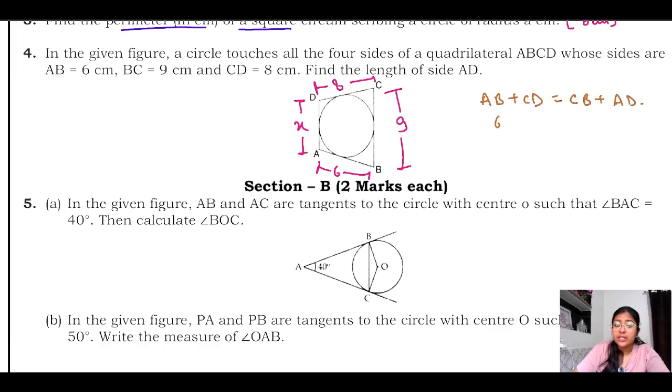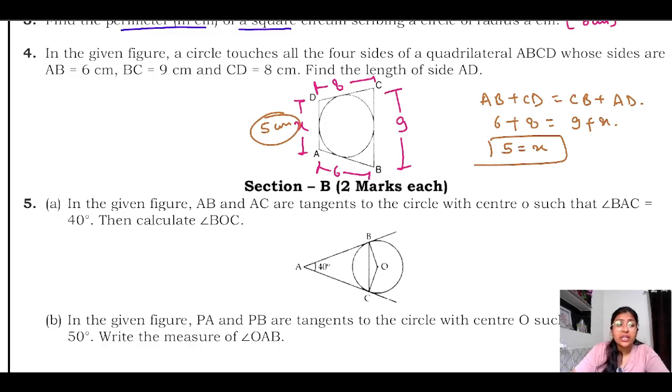What is the length AB? 6. CD 8. CB 9. And AD we need to find out. Simplify this, you will get 5 as the answer. It means the length AD is 5 centimeter. Okay learner, this is clear to you.